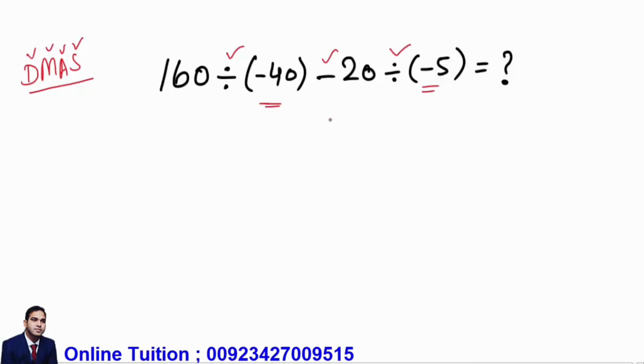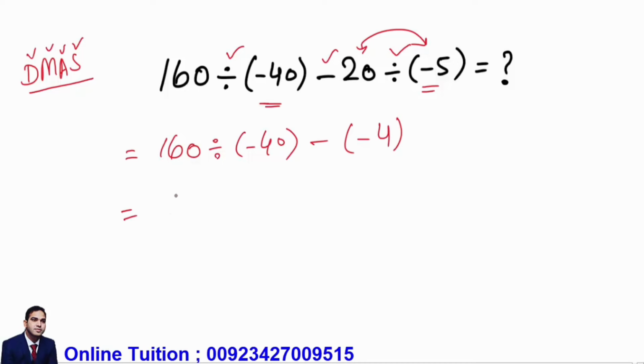Only three signs are used in this video. First of all, what to do? You have to do it this way: we can solve 160 divided by negative 40, negative 20 divided by 5, 20 divided by negative 5. This is negative 4, okay?